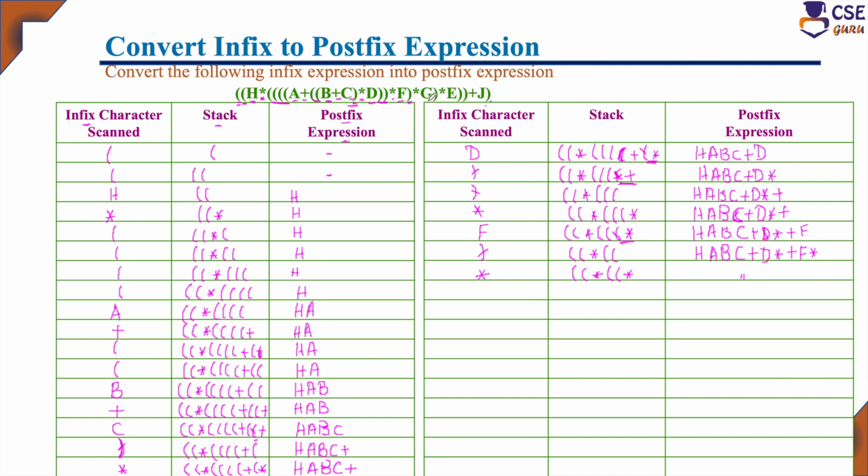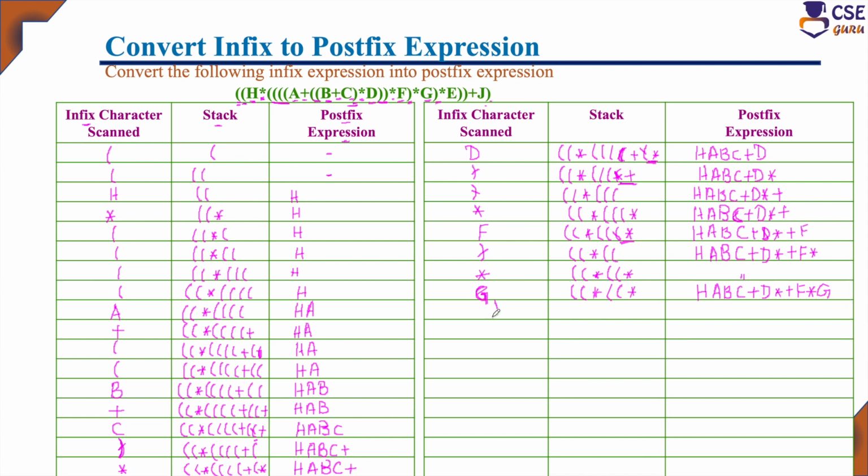And then comes the operand G. If it is an operand, place it in the postfix expression. And the stack contents are as they are. And the postfix expression will be H A B C plus D star plus F star and then G, you have to add it here. Next comes the closed parenthesis.